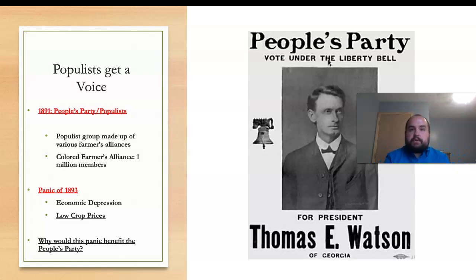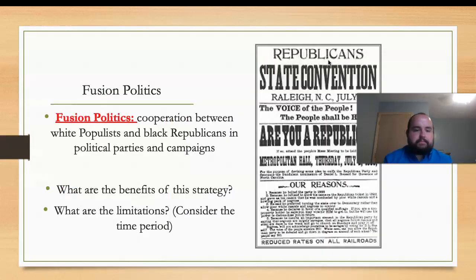That kind of tactic is really still used today, but especially over some of the stuff we're going to talk about this semester. After the People's Party and populism really got underway, fusion politics became more of a thing as well. Fusion politics was a political practice throughout especially the 1890s when white Populists and black Republicans would cooperate with each other in political parties and campaigns. So essentially, they would pick a politician that was more likely to win. They would all throw their support behind those politicians and vote along united party lines.